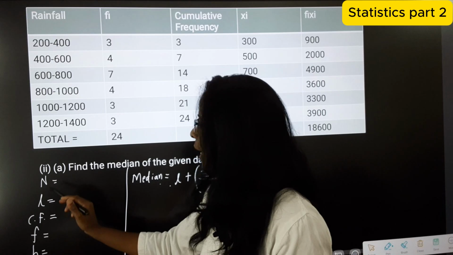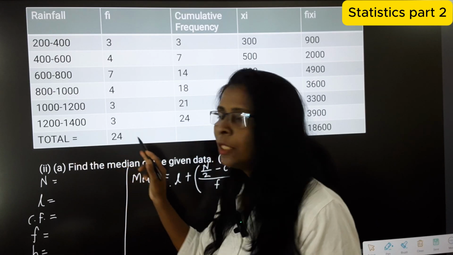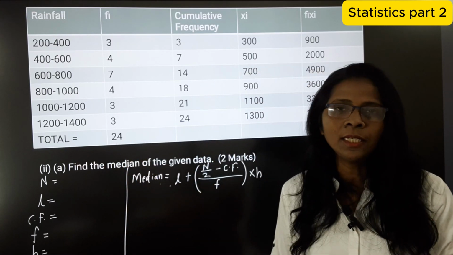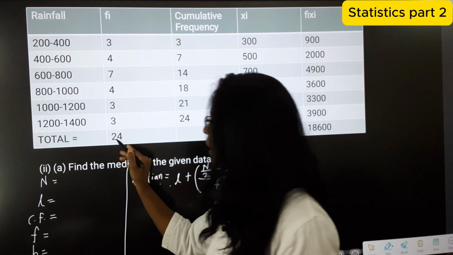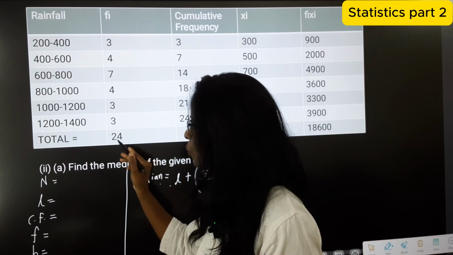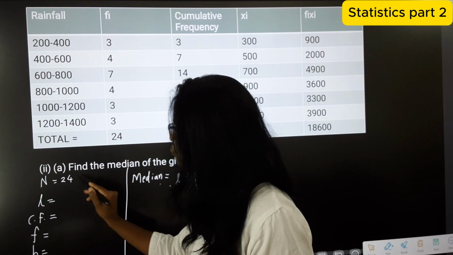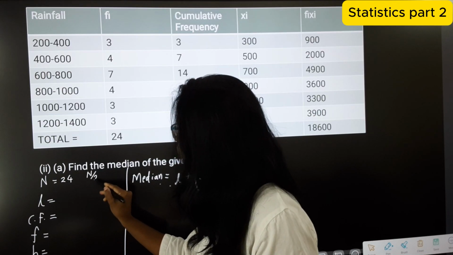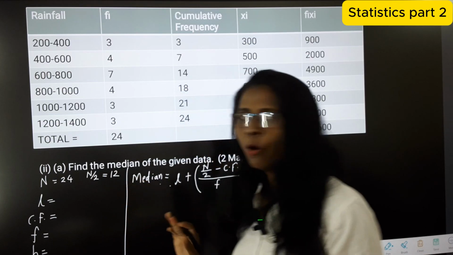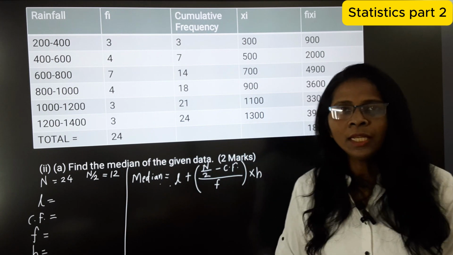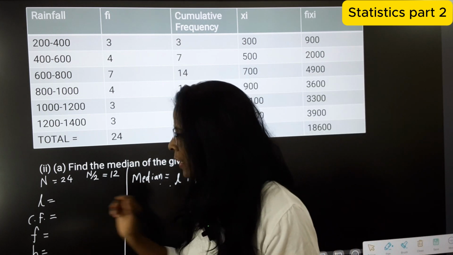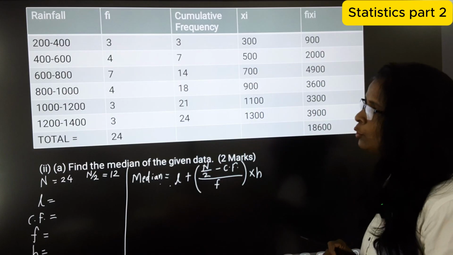First, N is the total. The total of the frequency is 24 students, so it is called capital N, 24. So here, students, N upon 2 is equal to 12. Now the lower limit. How can we find out the lower limit?